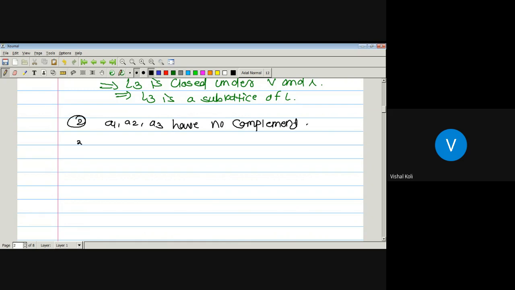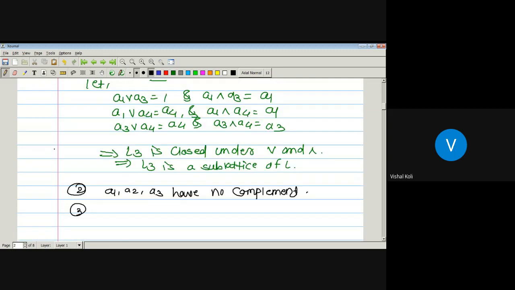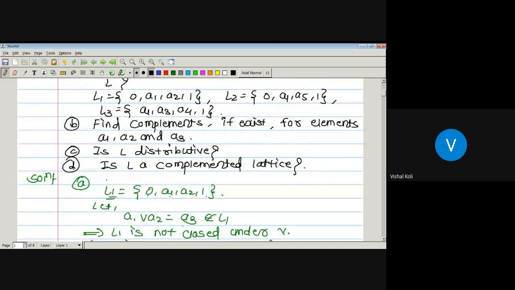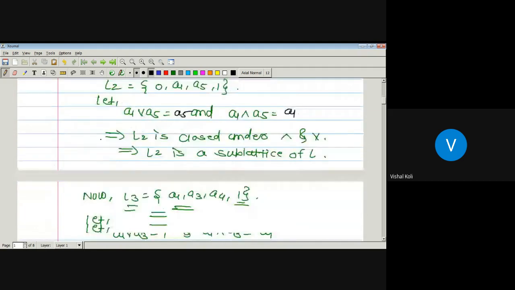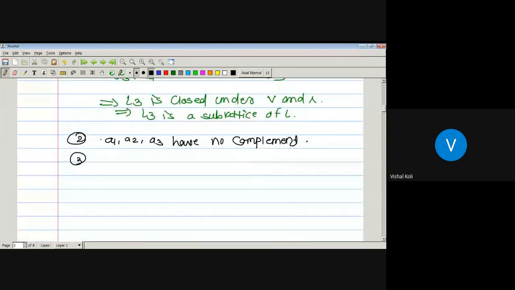Now third one, we have to check whether it is distributive or not. For that, we will use the theorem: if it has a sublattice which is isomorphic to either a pentagonal lattice or diamond lattice, then it is not a distributive lattice.